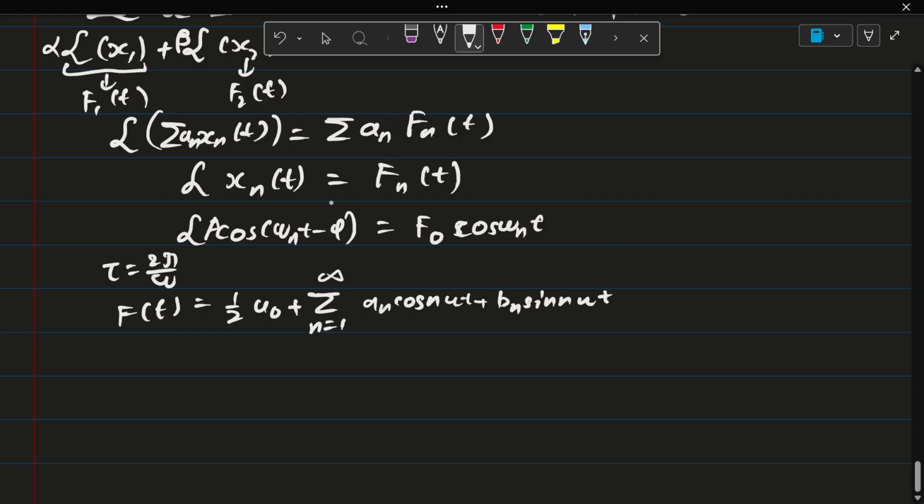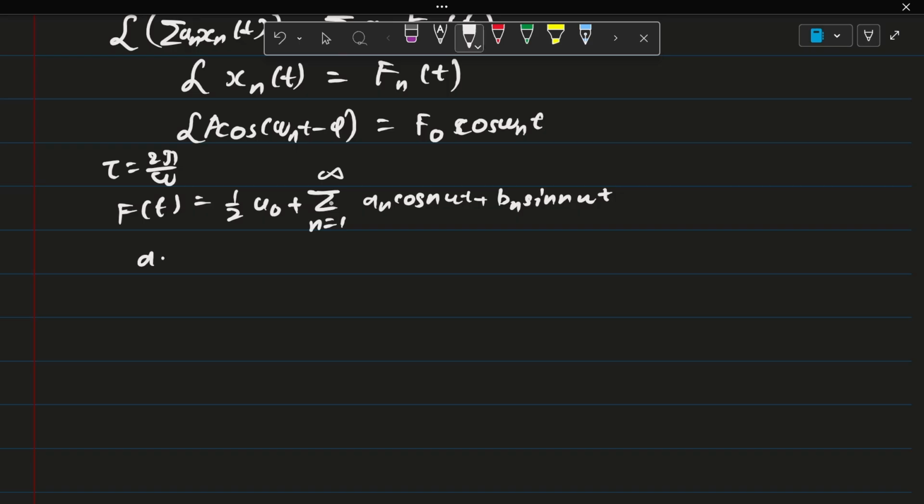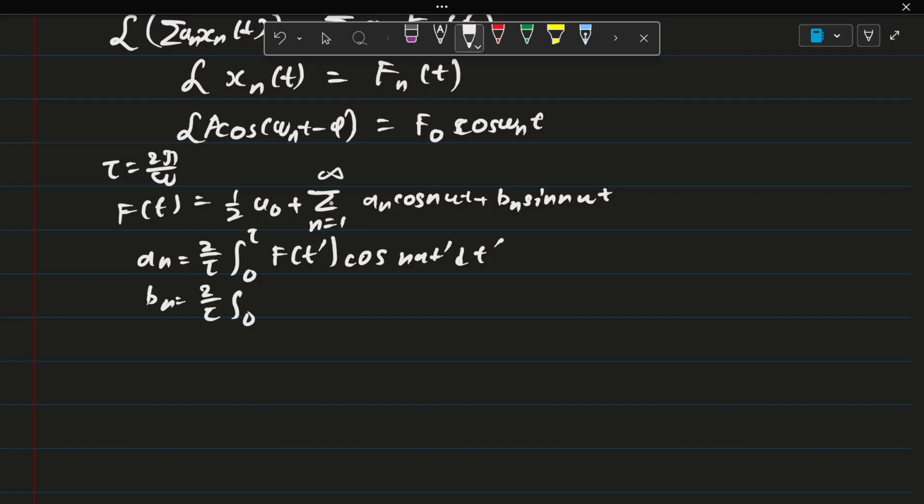And you could just denote what a_n is. a_n is 2 over tau with the integral from 0 to tau of the initial function that you're interested in, the f(t), multiplied by cosine(n omega t) dt. And for the b_n, it's the same thing, but instead, it's a sine.